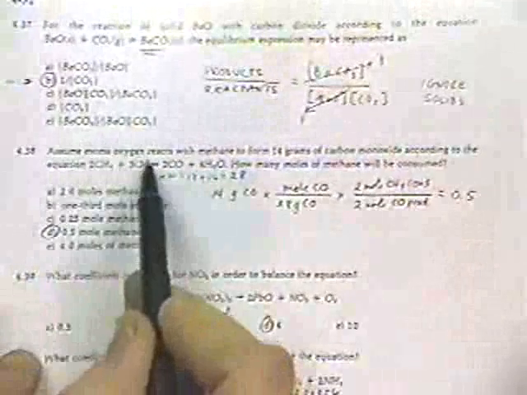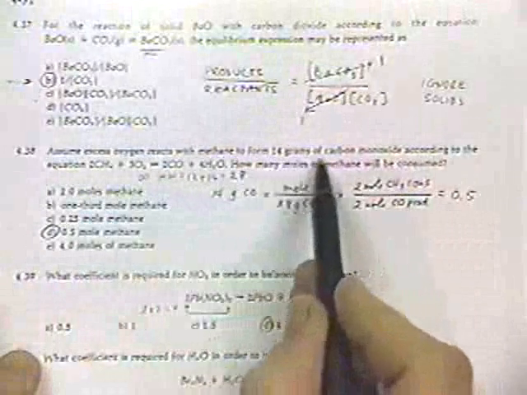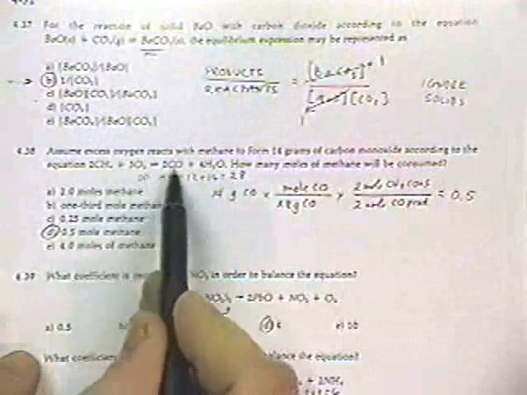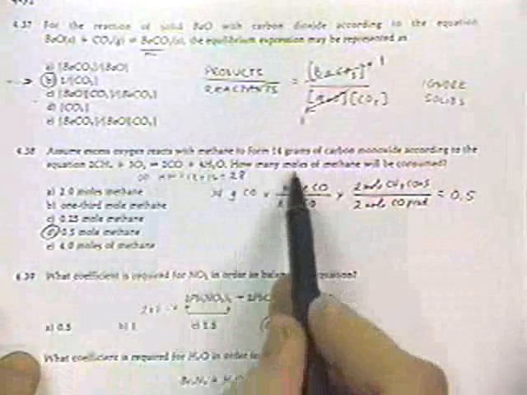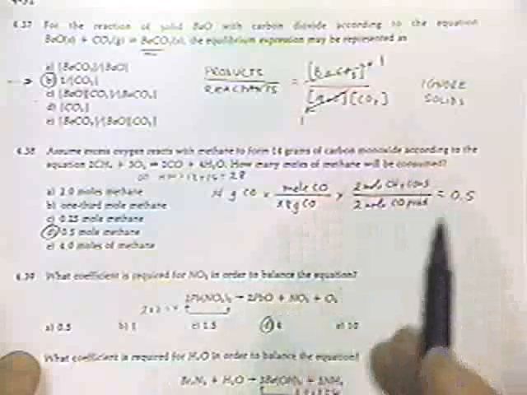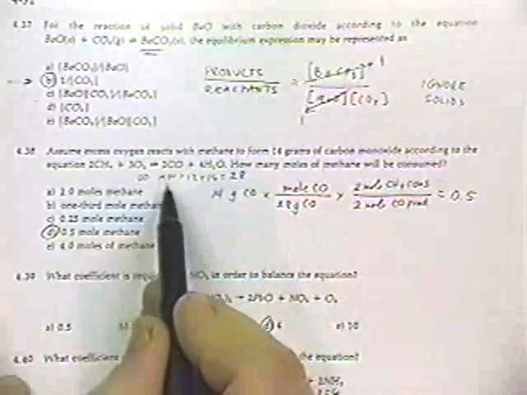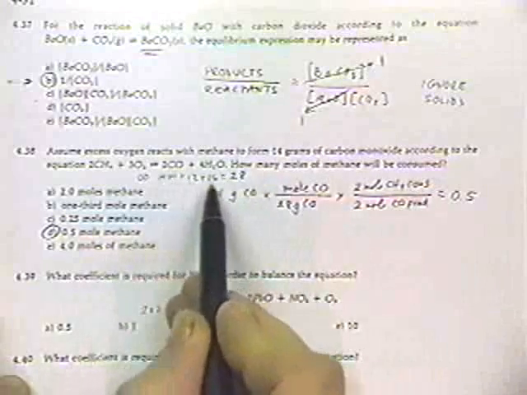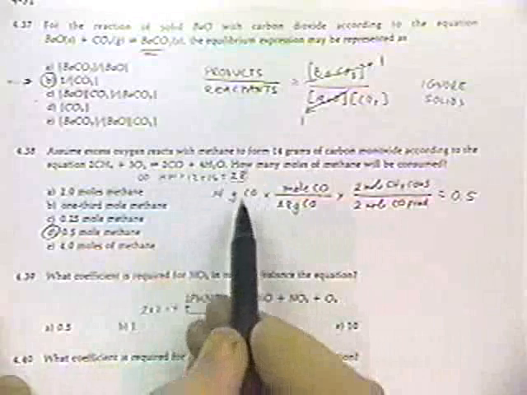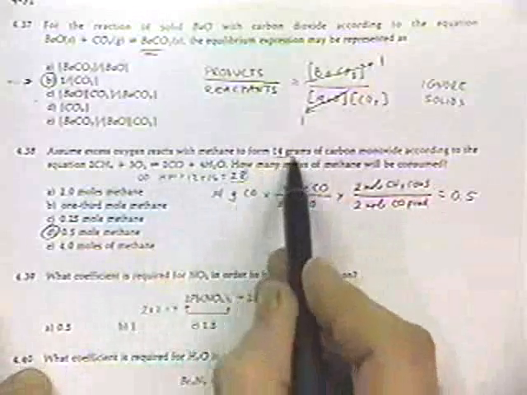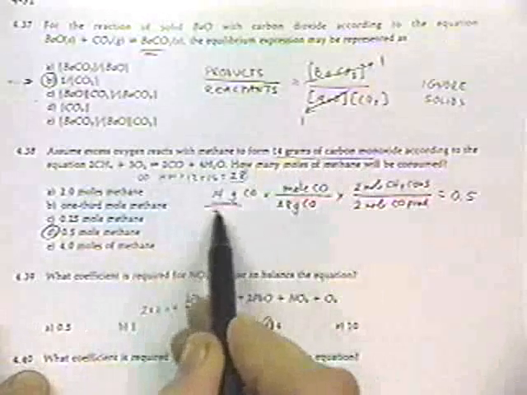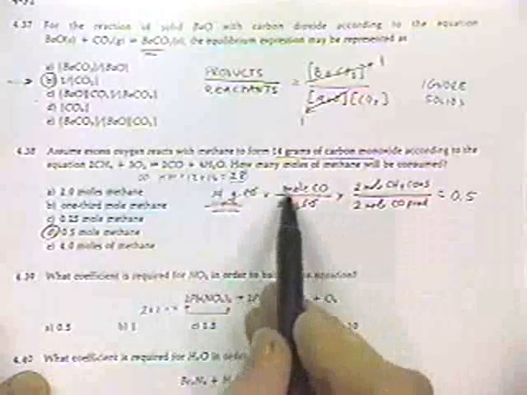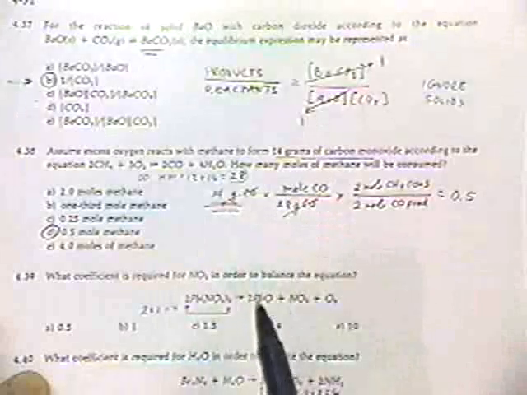Here we've got excess oxygen reacting with methane to form 14 grams of carbon monoxide. Here's the reaction, methane and oxygen going to carbon monoxide and water. How many moles of methane will be consumed? Okay, so what we need to do is calculate the molecular weight of carbon monoxide. Carbon weighs 12, oxygen weighs 16, so it weighs 28. It says we made 14 grams of carbon monoxide, so we start with our 14 grams. Here's the molecular weight, so the grams of carbon monoxide cancel. So now we have moles of carbon monoxide.